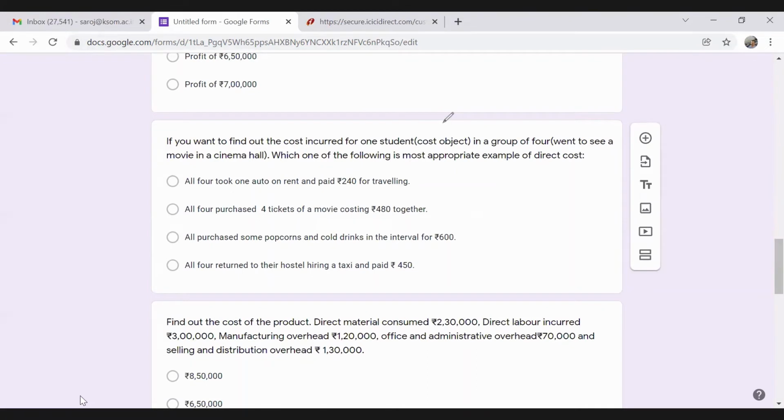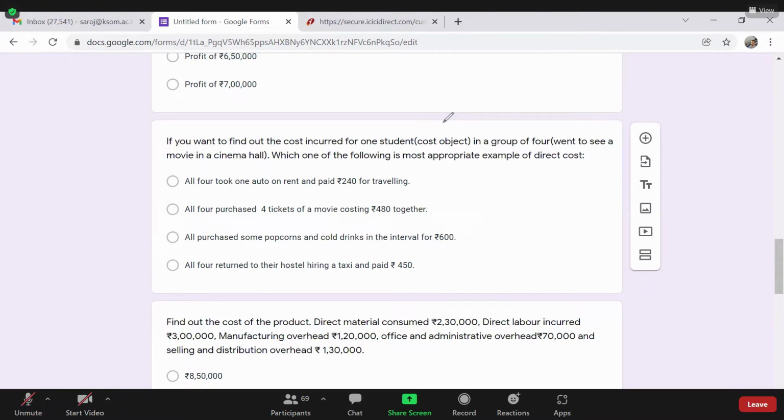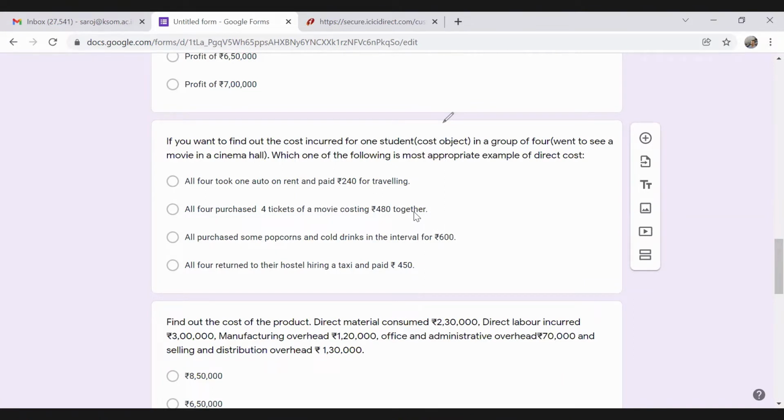Sir, opening finished goods means the goods of the last year? Last year's goods. Okay. Sir. Last year's. If you want to find out the cost incurred for one student in a group, cost object is one student. Cost object is something for which you want to find out the cost. So there are four.